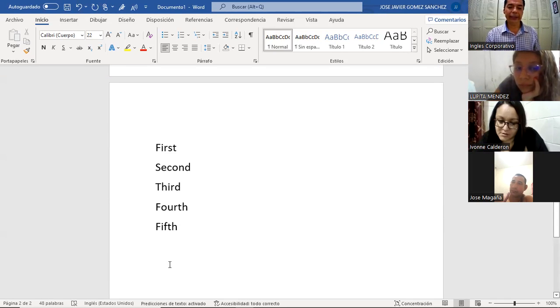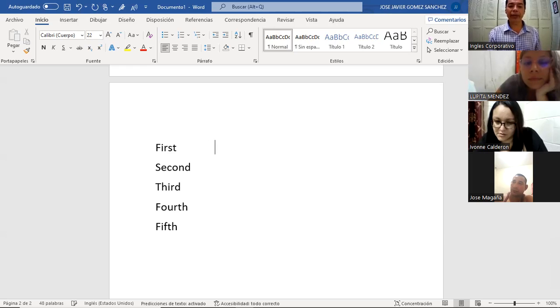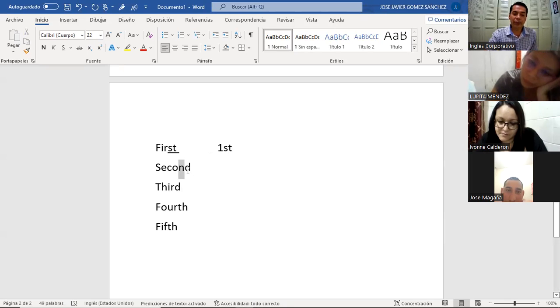Entonces, en inglés son bien prácticos. Miren. Cuando ponen first y ponen número, ponen el 1, obviamente, ¿verdad? Y le ponen la ST. ¿Por qué ponen ST? Porque aquí la ST, ¿vean? Son las últimas dos letras del número ordinal first. Pues lo mismo sucede con el second.